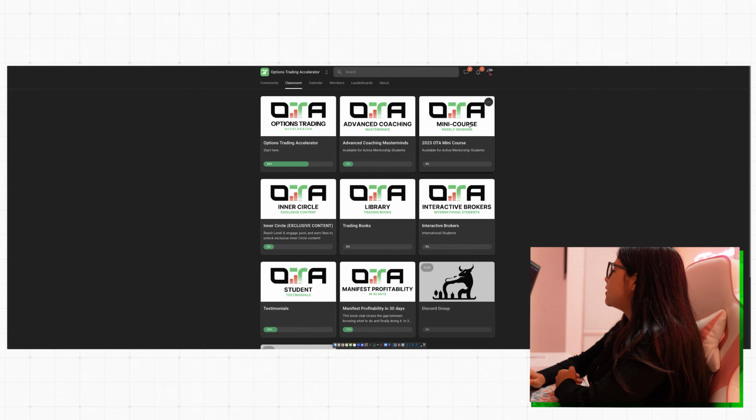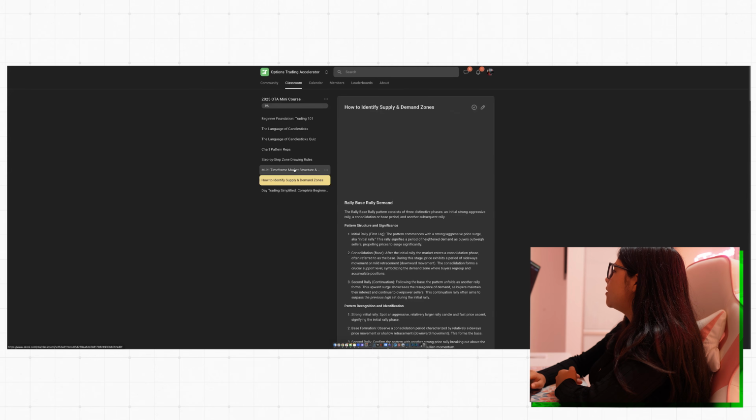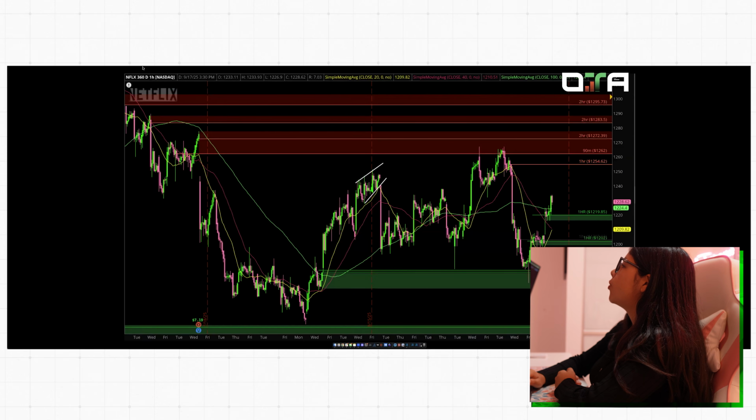I have a couple lessons explaining the high time frame indicators I use, multiple time frame market structure and bias. So here on the 1 hour chart specifically, I use these certain indicators. The 20 simple moving average is the short-term trend. The 40 is the medium-term trend. The 100 is kind of the long-term trend. So you could see current price relative to those trends.